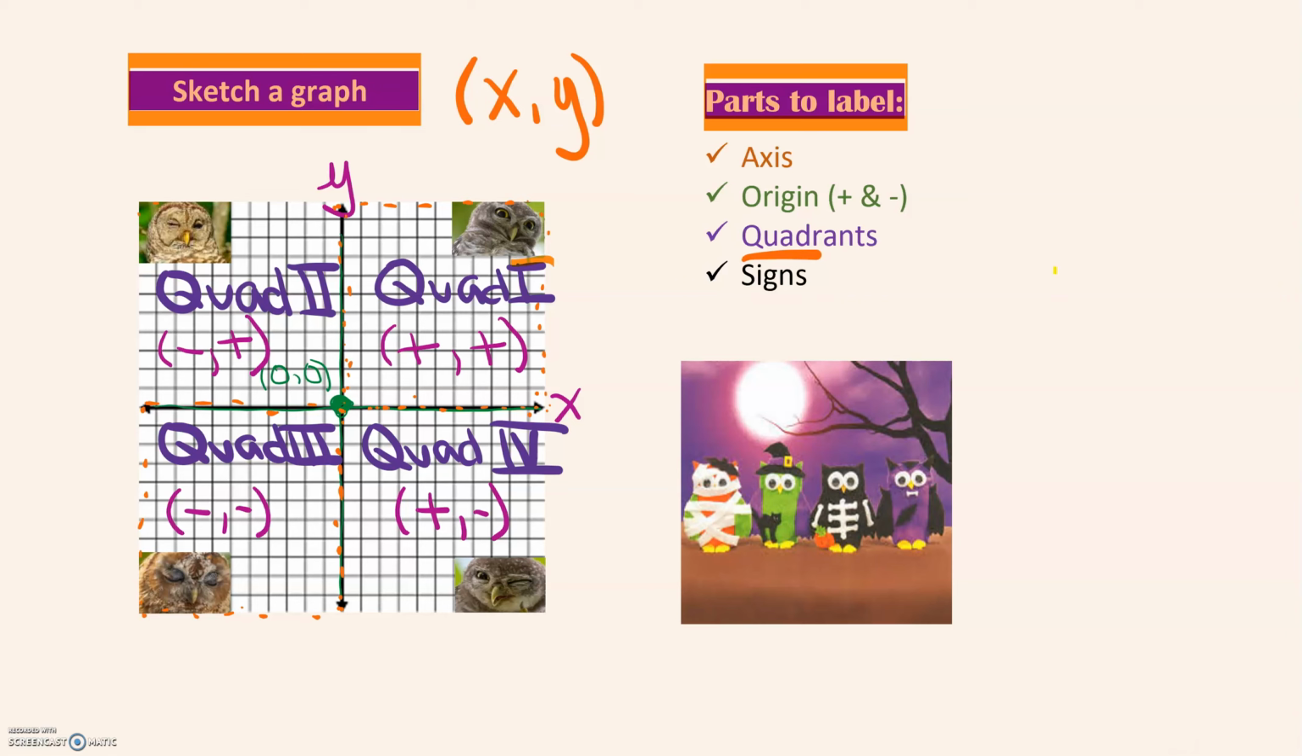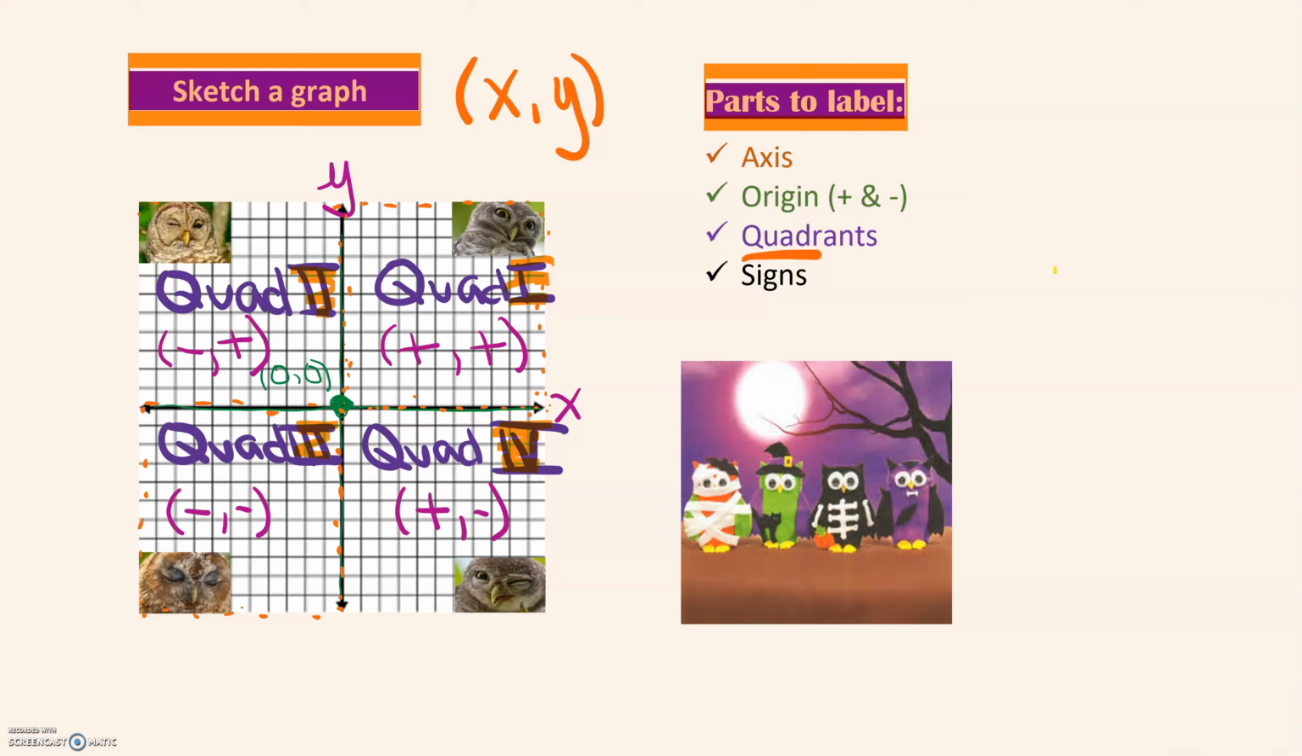So there's a couple of things I want you to notice. Notice that when we label the quadrants, I'm labeling them with Roman numerals. The reason we do them with Roman numerals is because we got to give credit where credit is due. And the first time they actually talked about quadrants was all the way back when the Romans were rulers of the world. That's crazy, right?